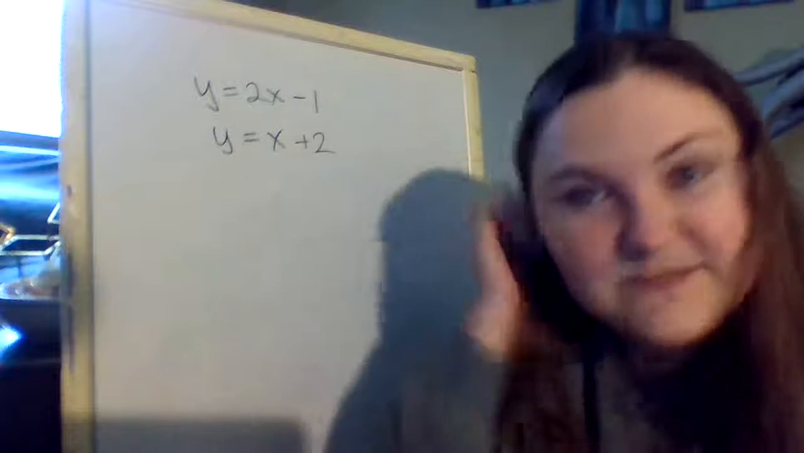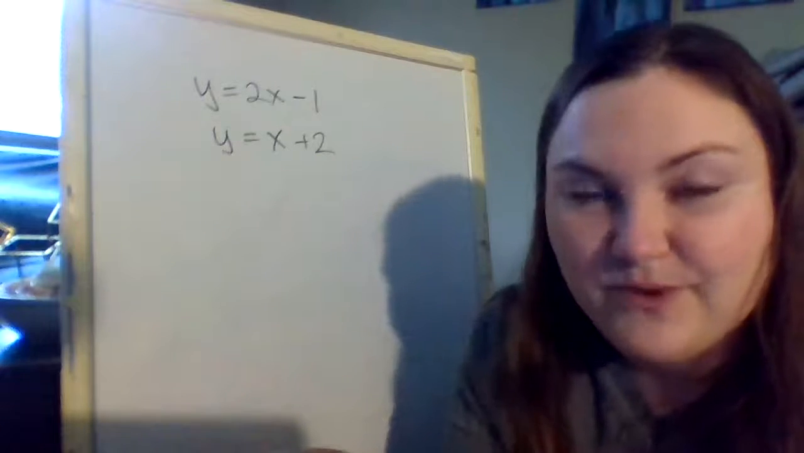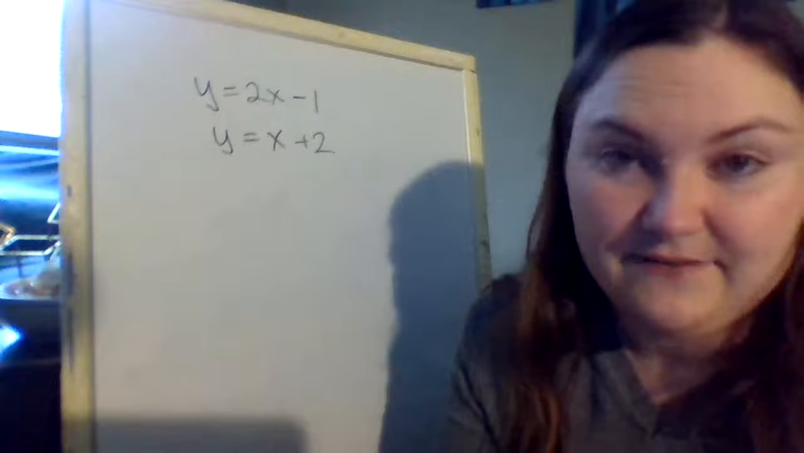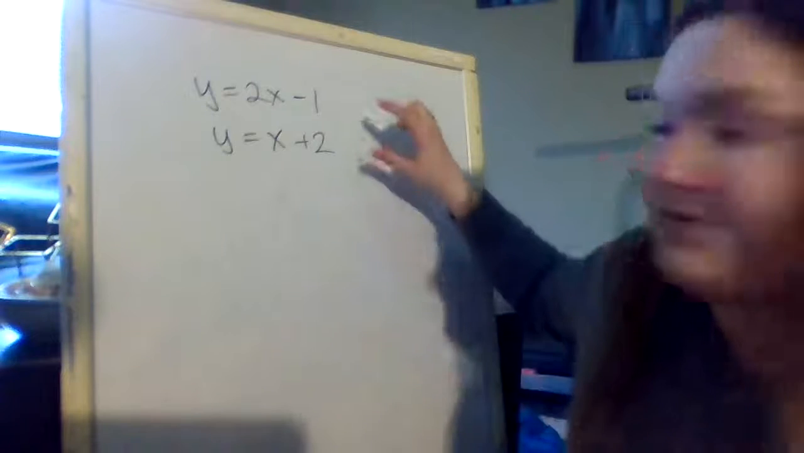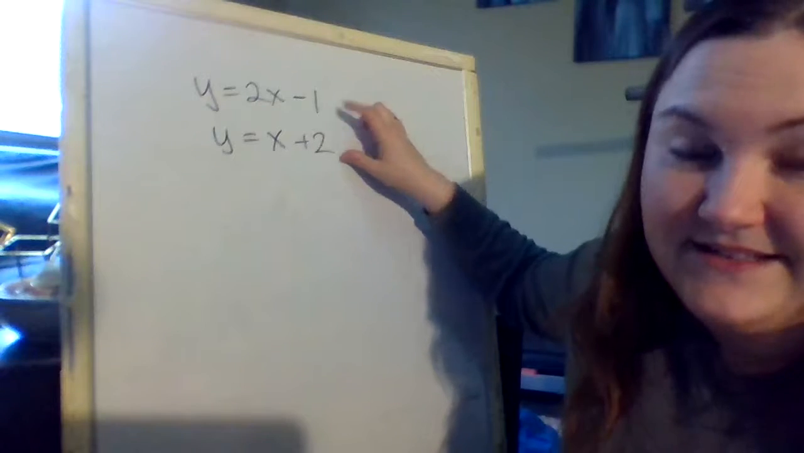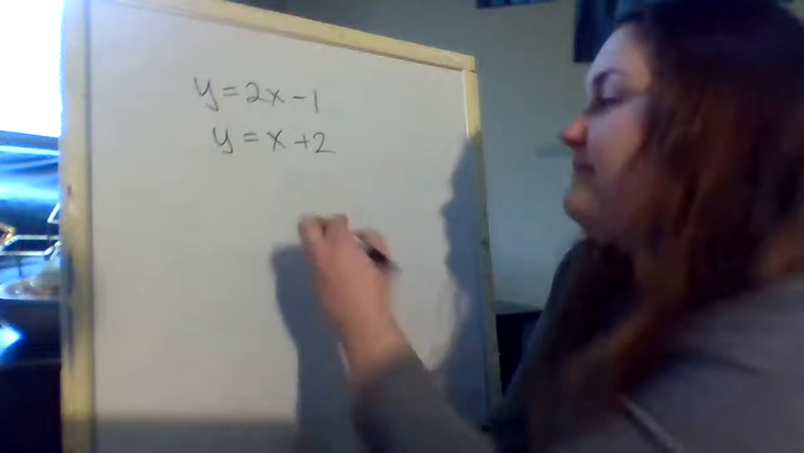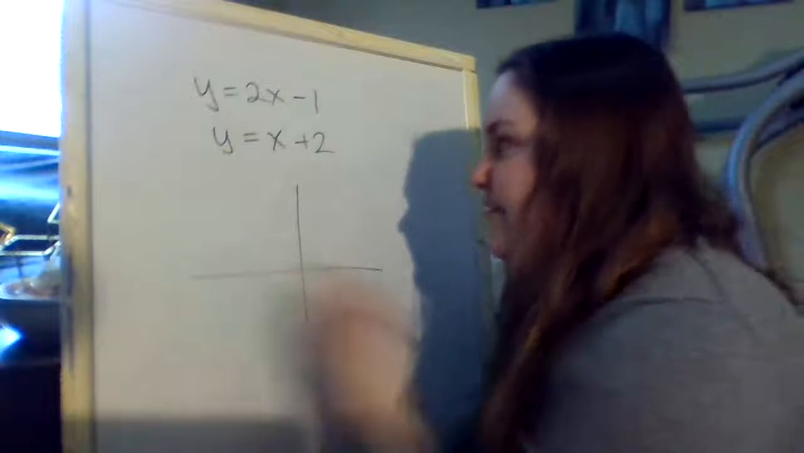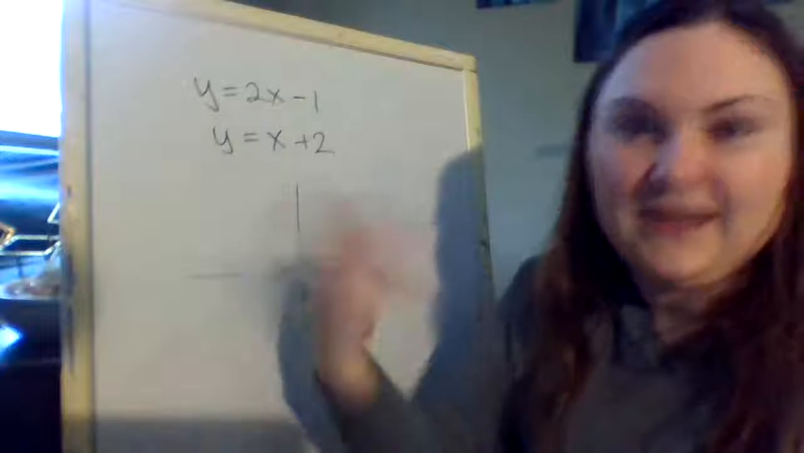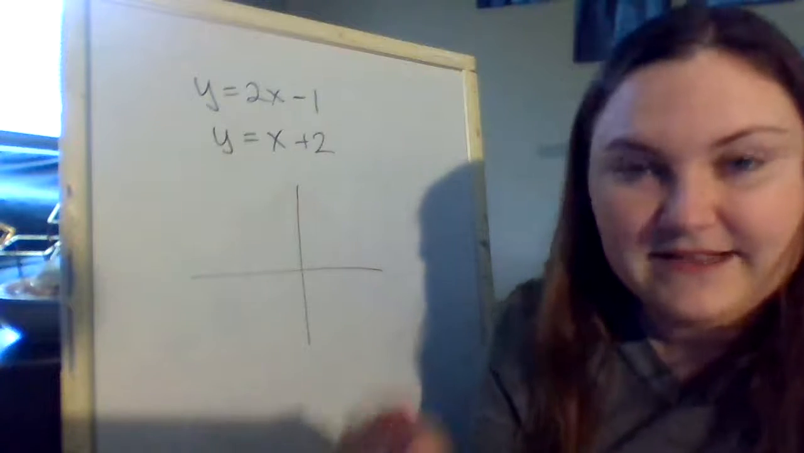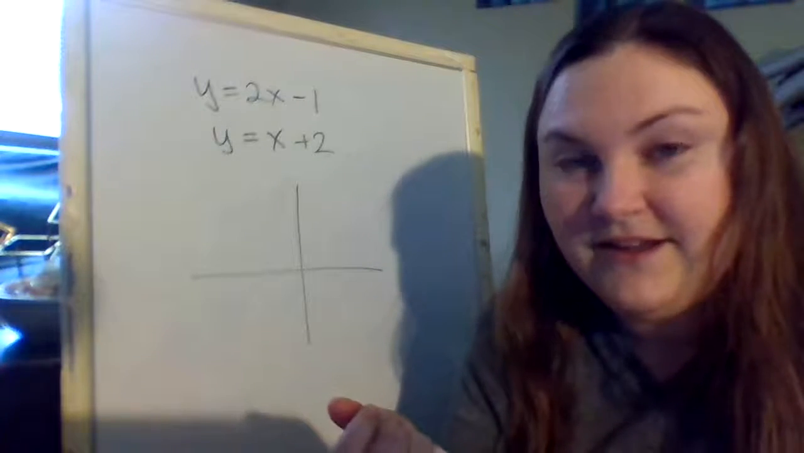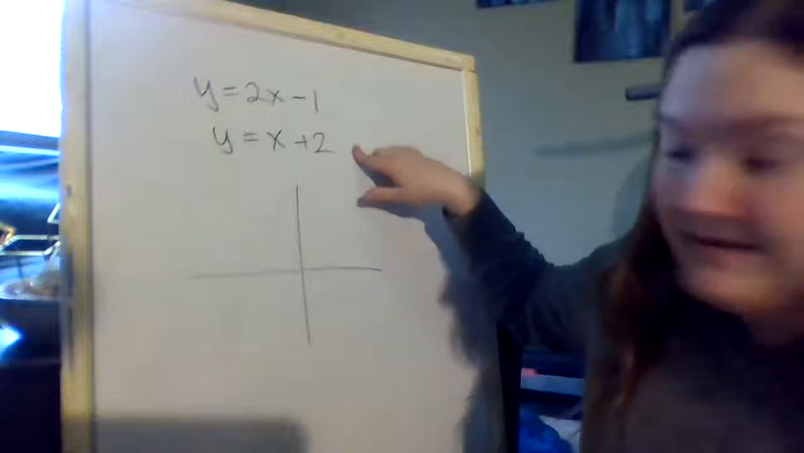If you're given a system like this, you can actually find the solution point by using that second part of the definition, meaning a solution point is a point that lies on both of these lines. You can find that point by literally graphing both of these lines and finding where those lines intersect. That intersection point is going to be the point that lies on both lines.